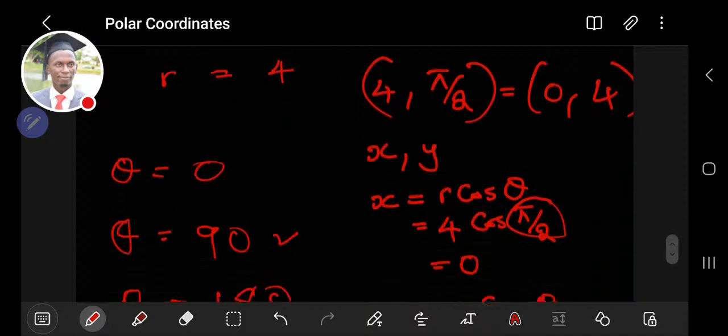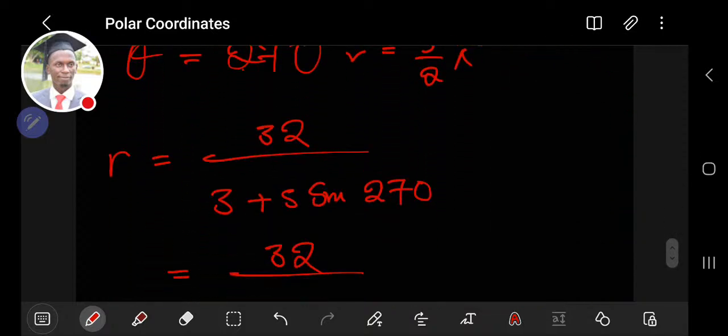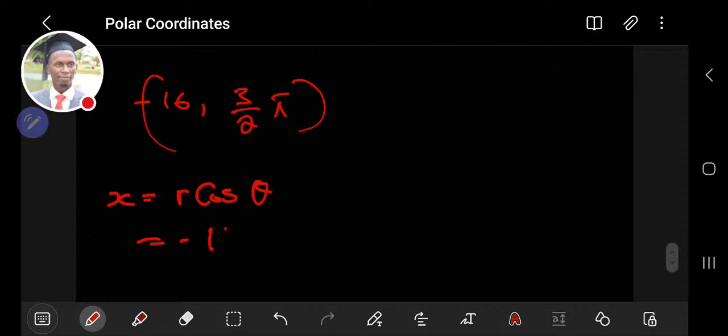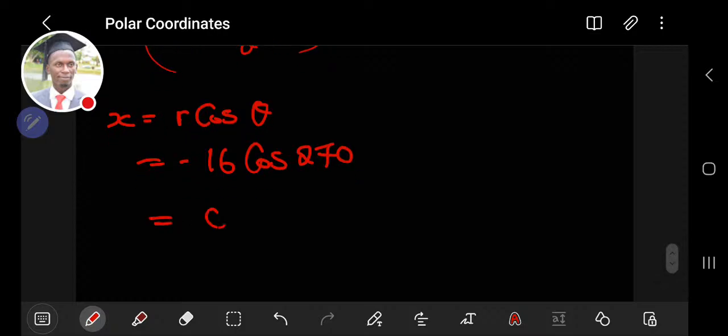For the next part now, I've done 270, and for 270 we've seen that when the angle is 270, we end up with r being 16. But now I need the x value. You can still do the same thing: r cos theta. R this time is -16, and cos 270 is still a 0, so this will still be a 0.